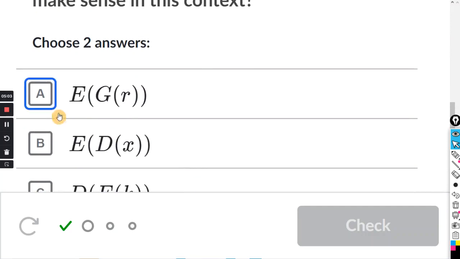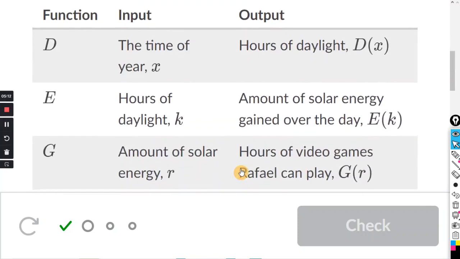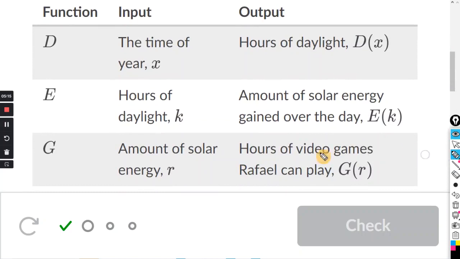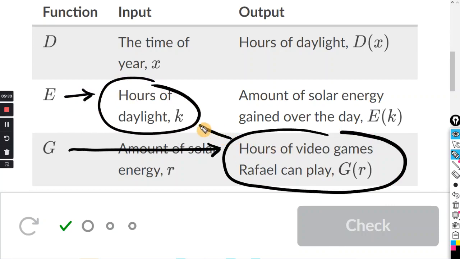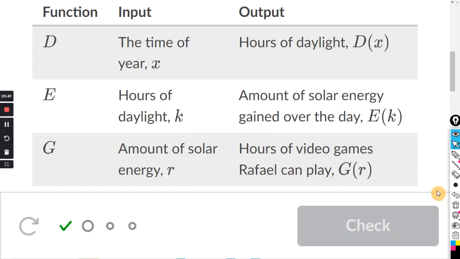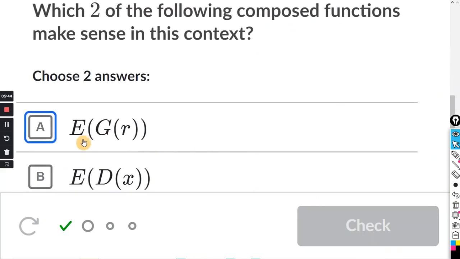So let's see. E of G of R. That means we're taking G of R and plugging it into E. Let's take a look. All right, if you take the output for G of R, that's hours of video games played, and you plug it into the input of E, that's hours of daylight. Okay, you cannot take G and plug it into E, because this is hours of video games and this is hours of daylight. So E of G of R does not make sense. Therefore, A is no good.